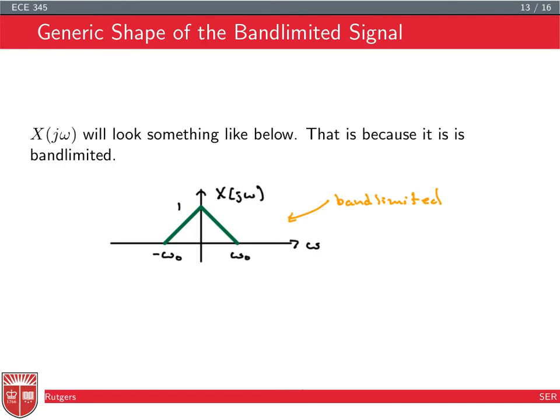Now again, the spectrum of the bandlimited signal is going to depend on the signal we're working with, but as a generic representation we pick this form. The important thing is that it doesn't matter what the spectrum is doing between negative omega 0 and plus omega 0. What matters is that it is limited to this interval, and outside this interval the spectrum is equal to 0. So this is a bandlimited signal. I'm just taking this triangular form as an example to represent the signal. It's going to depend on your signal.